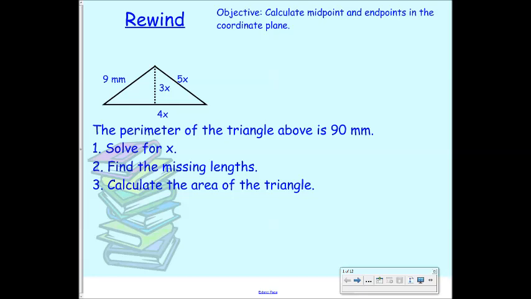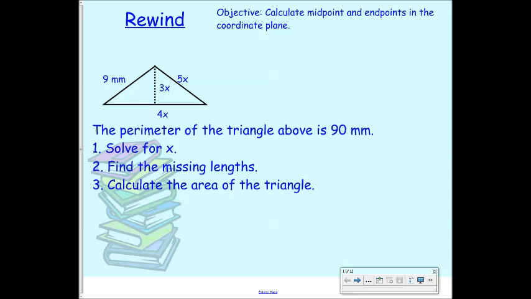It goes straight to the peak of that triangle, right? So it goes to the highest point of that triangle. And we wouldn't count 9 or 5x as the height because those lines are what? They're diagonal, they're slanted, so they're not straight up and down. Good, so the question in the rewind says the perimeter of the triangle above is 90 millimeters.